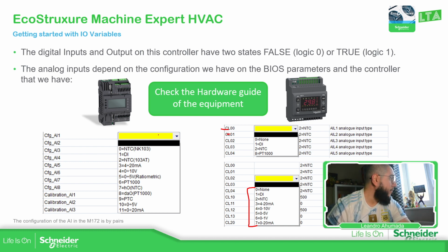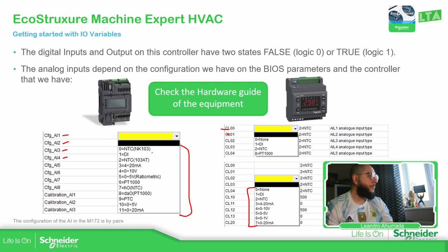We have all these types available for all the analog inputs that we have on the controller, but the configuration needs to be done by pair. So if you configure the analog input 1 as an NTC, then the other one must be the same type. But the analog input 3, it can be voltage, and this one should be voltage. So it's always by pair, okay?